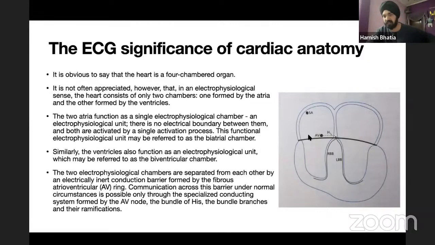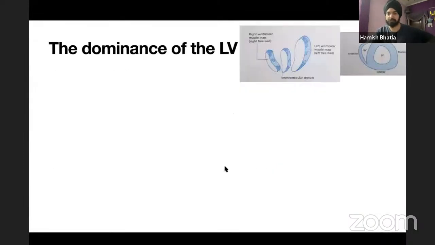So this is that AV ring, atrioventricular ring. There's a ring in between atria and ventricles, right? This is an electrically inert barrier. This cannot let the impulses travel from atria to ventricles. That is why the impulses have to travel only from one point, which is the AV node, okay? Communication across this barrier under normal circumstances is possible only through the specialized conduction system formed by the AV node, the bundle of His and the bundle branches and the ramifications. Okay, this is also clear.